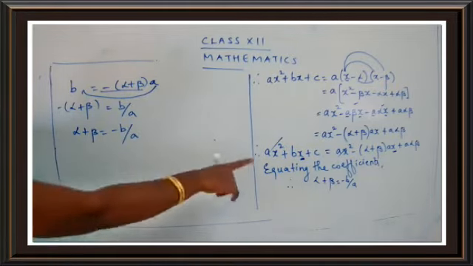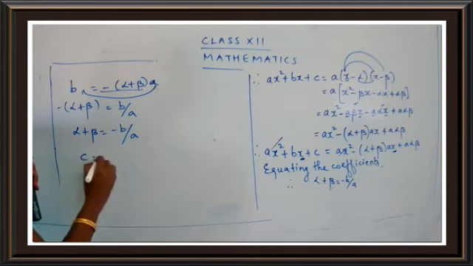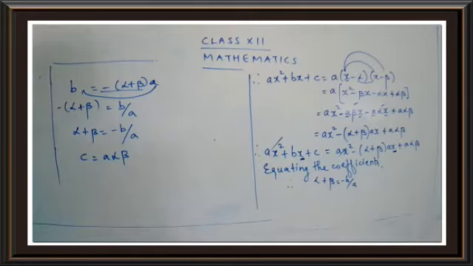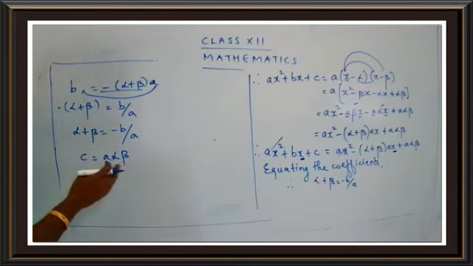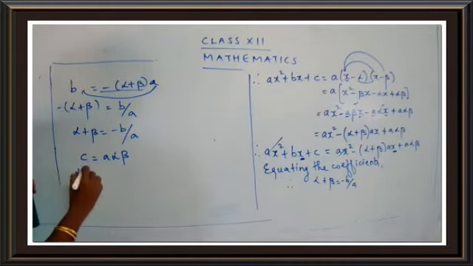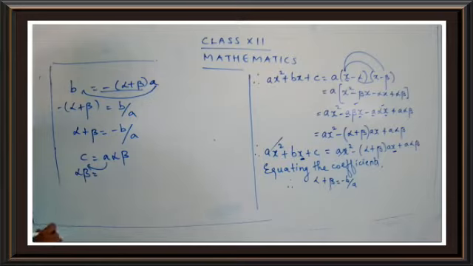Let's go for the last constant part. So C is equal to A alpha beta. That is, you are going to equate the constant term. So I just want the answer in terms of alpha beta. I'll keep alpha beta on the same side, and I'm going to shift this A to the LHS. So this turns to be C upon A.